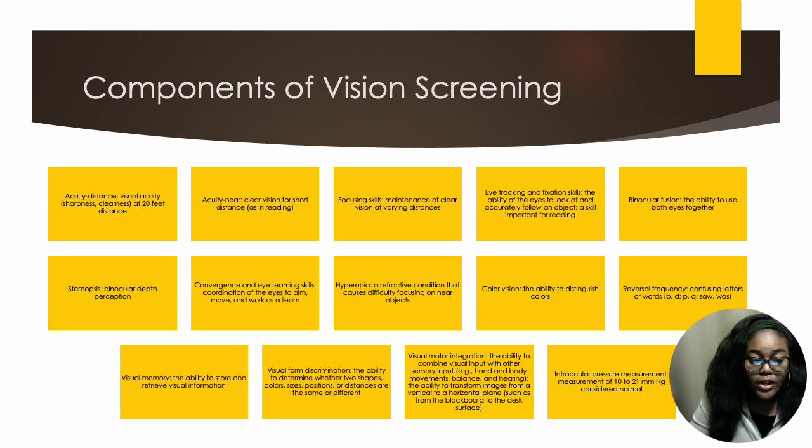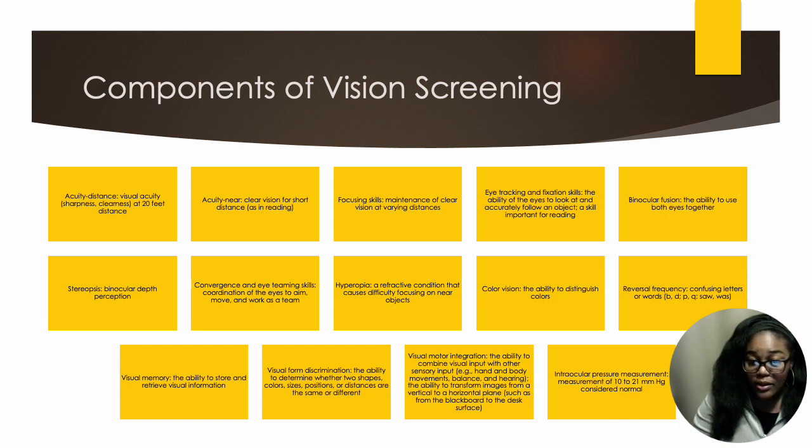Of course, they use your acuity distance, and that helps to relay how sharp or clear you can see at 20 feet of distance, which is your average. When you are acuity near, you have clear vision for a short distance, as in reading. When you have focus skills, you have various tasks that you're completing, and you maintain clear vision at varying distances for focusing. You have eye tracking and fixation skills.